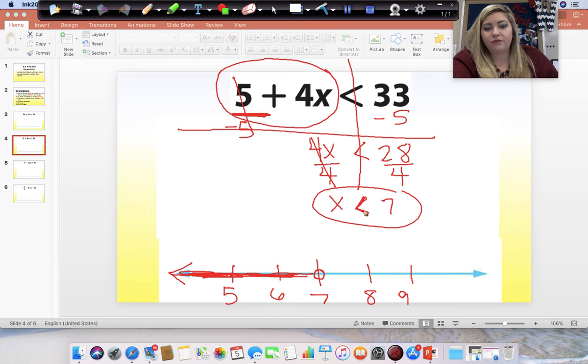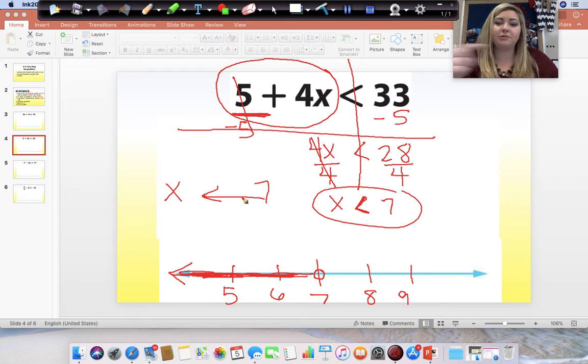Sometimes if it's difficult for you to see the arrow, sometimes I draw the arrow. I just draw a line straight back from that, and that shows me that the arrow is pointing to the left.